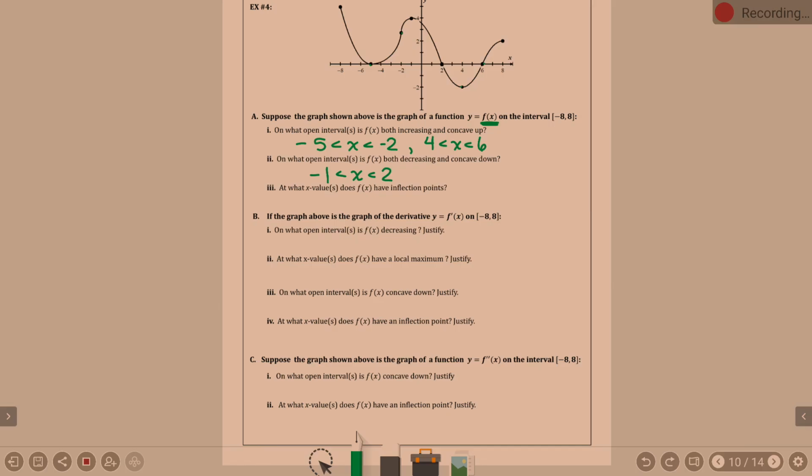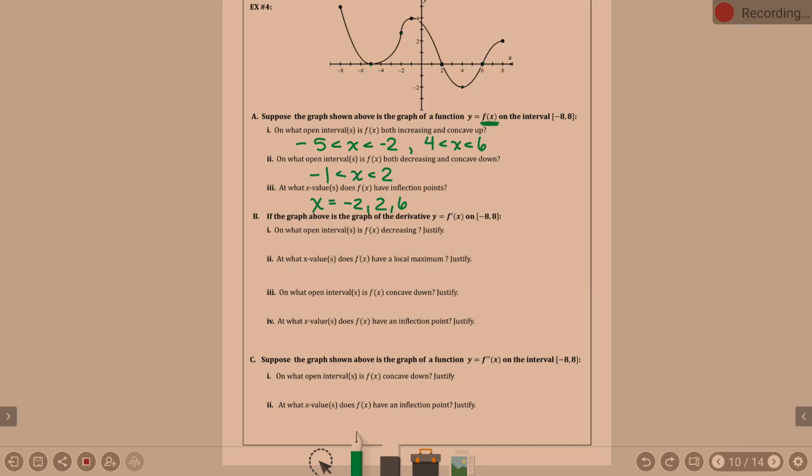At what x values does f have inflection points? So where does our concavity change? -2, where else? -1 would be a max. It's still concave down. So 2 and 6. I agree, both. At 2, we're changing from concave down to concave up. At 6, we're changing from concave up to concave down. Okay.